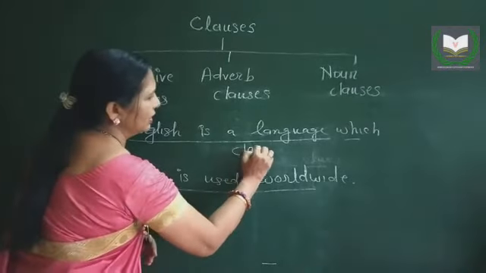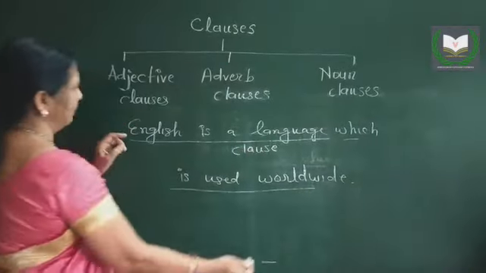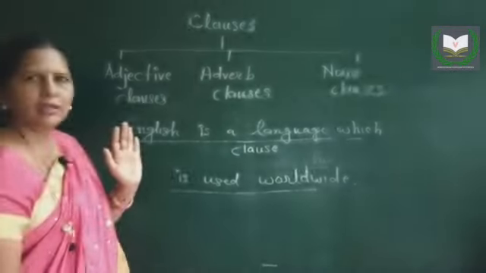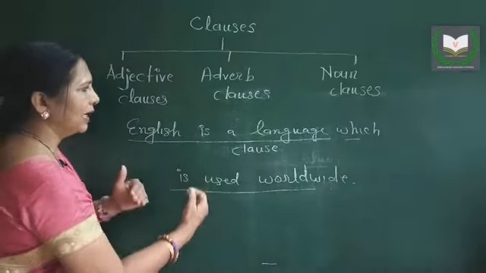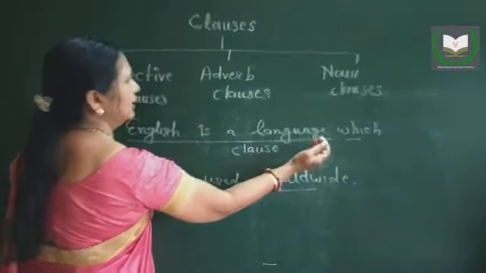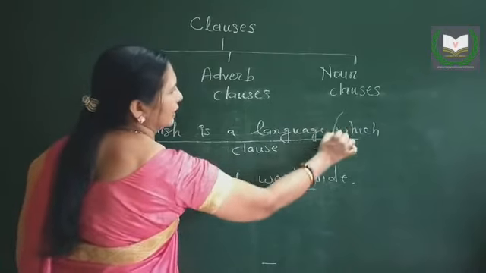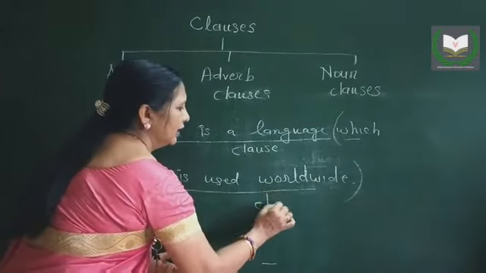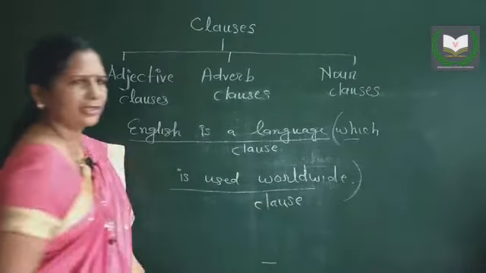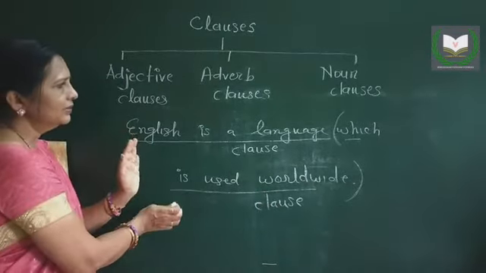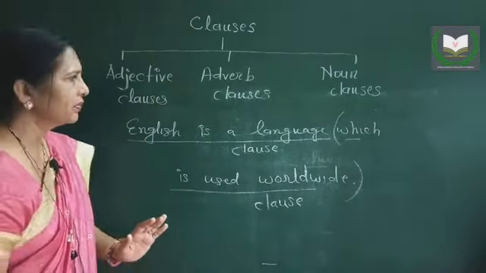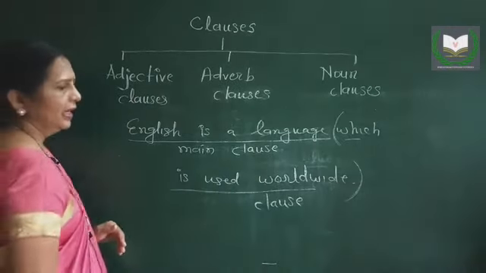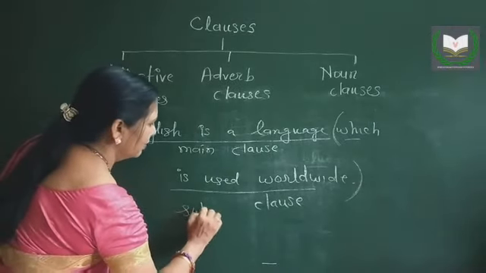This is a clause which is a part of this sentence. The complete sentence is from English up to the full stop. Complete sentence. Now what are the parts of the sentence? English is a language. This is one part. And which is used worldwide. This is the second part or second clause. Now what is the difference between the two? This is called the main clause and this is called the subordinate clause.